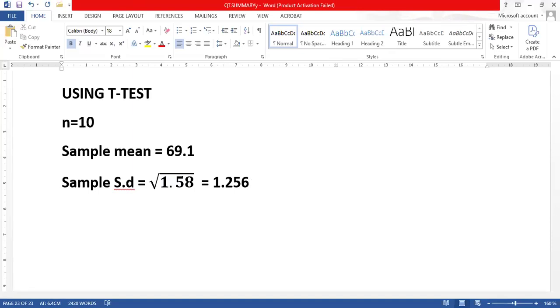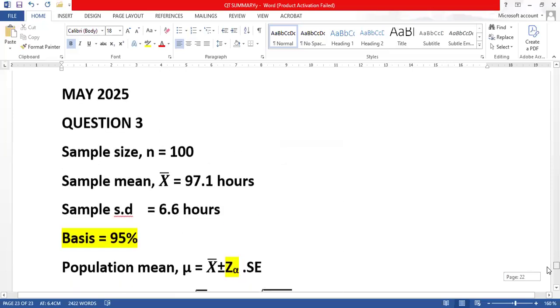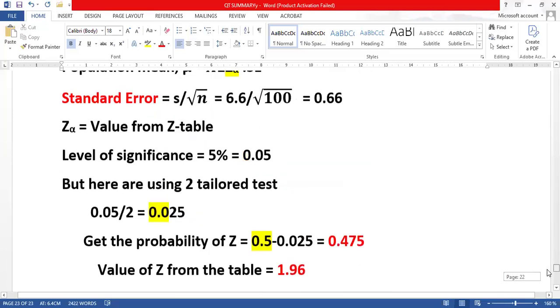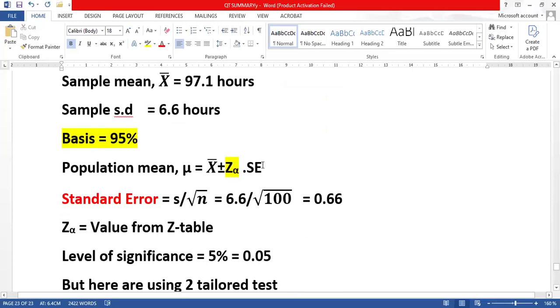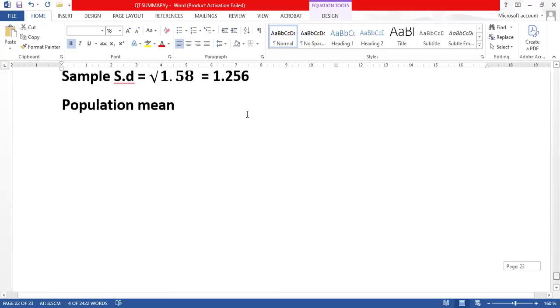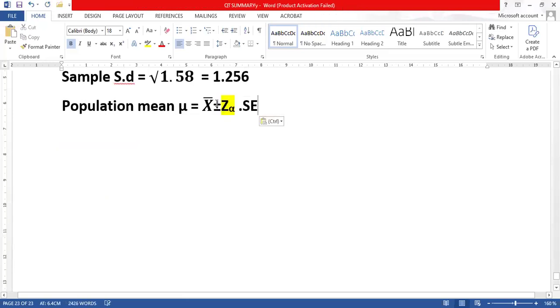So after getting that, you are going to say that your population mean. You're just fixing in this formula. We have our formula here. This formula here. But where you have Z, you put T, because you'll be getting the value from the T table. So where you have Z, put T. Other things remain the same.